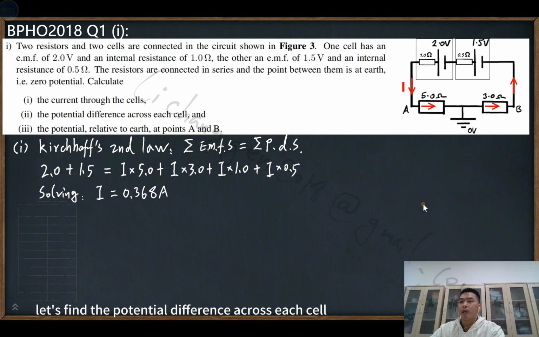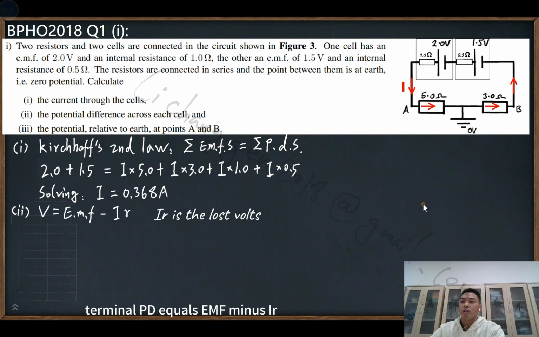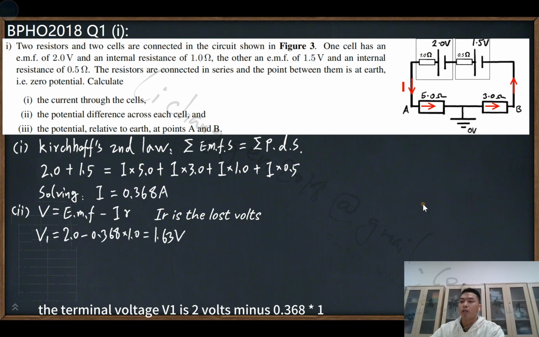Now let's find the potential difference across each cell. In other words, the terminal voltage. To do that, we use the formula terminal PD equals EMF minus IR, where IR is called the loss volts across the internal resistance. For the first battery with an EMF of 2 volts and an internal resistance of 1 ohm, the terminal voltage V1 is 2 volts minus 0.368 times 1, which equals 1.63 volts.